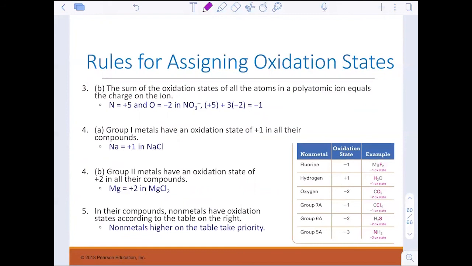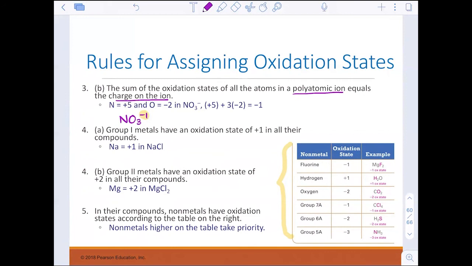Part B with that is the sum of all the oxidation states of the atoms in a polyatomic ion is equal to the charge of the ion. In this one, NO3 minus 1, the sum of the oxidation states will be equal to the charge, minus 1. Now, when I'm looking at this nitrogen and oxygen, I don't know charges. I don't know oxidation states because this is an overall covalent compound. It's a polyatomic ion that is molecular in nature. So what I'm going to use instead is our hierarchy list. Now we'll get there in a second. What this rule 3b just says is that the sum of our oxidation states will be equal to the charge of the ion.